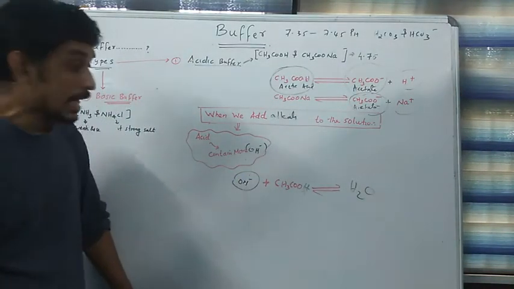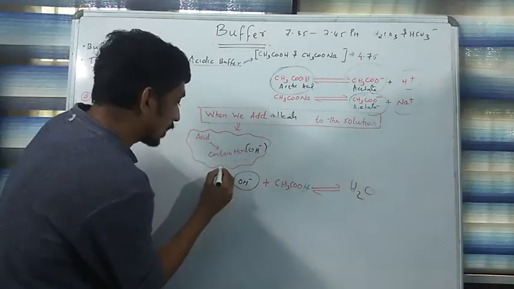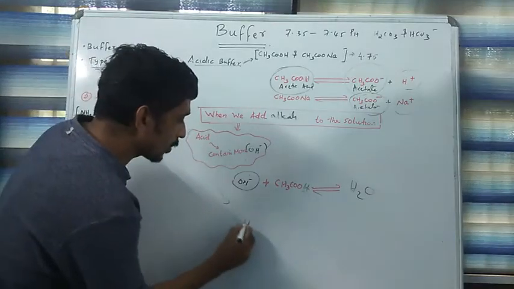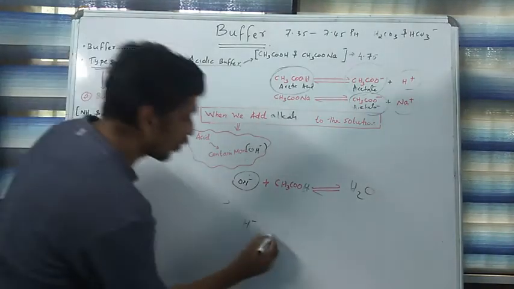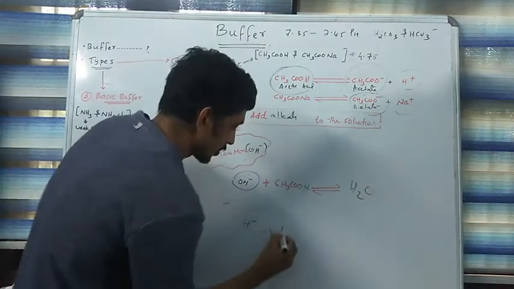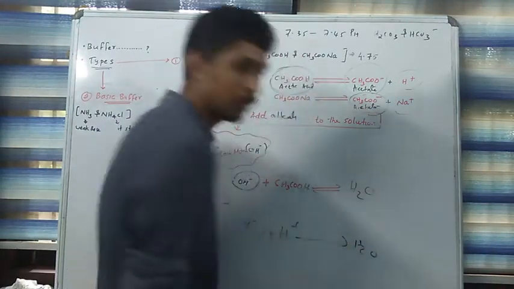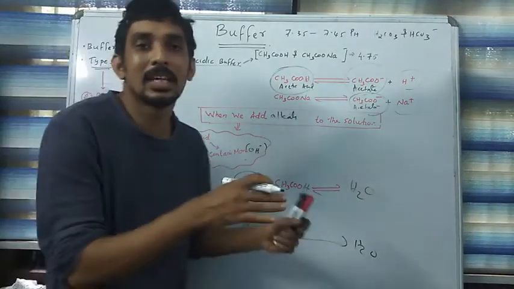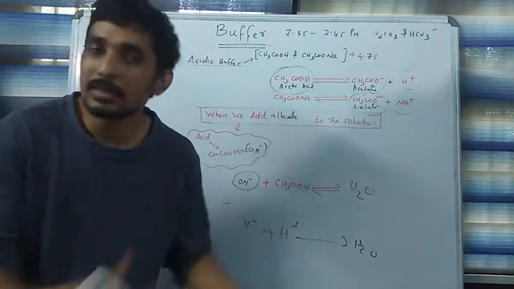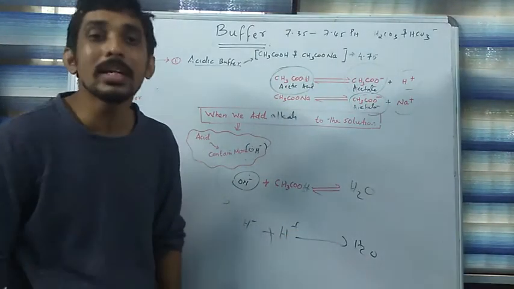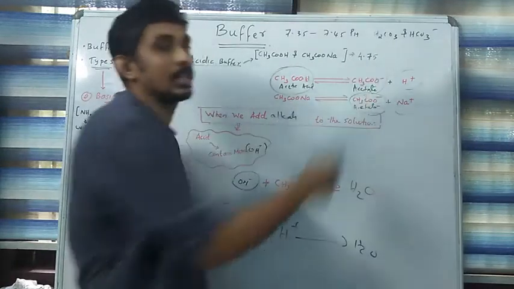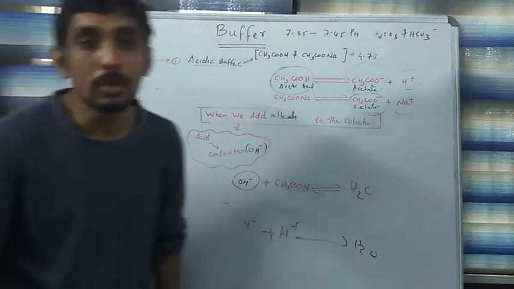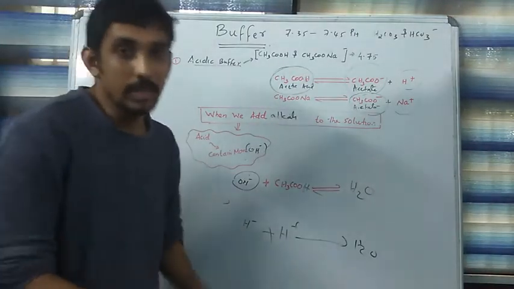Okay, like that, another reaction is also possible here. The OH minus ion of the added base can also react with this H plus, creating a water molecule. In this case also, the OH minus activity, basicity or alkalinity gets neglected, destroyed or eliminated by the activity of this H plus present in the buffer system. So in this manner, the buffer is able to maintain a constant pH.